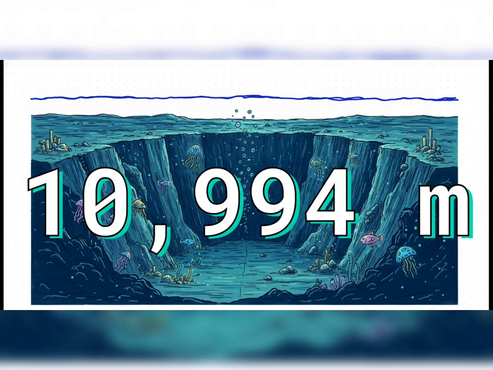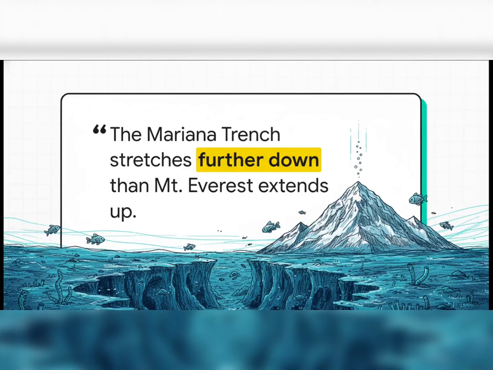To give you an idea of the depth we're talking about, let's look at the king of all trenches, the Mariana Trench. It's the deepest known spot on our entire planet. Let me put that number into perspective for you. You could take Mount Everest, the tallest mountain in the world, and place it at the bottom of the Mariana Trench, and its peak would still be covered by more than a kilometer of water. The scale is just mind-boggling.